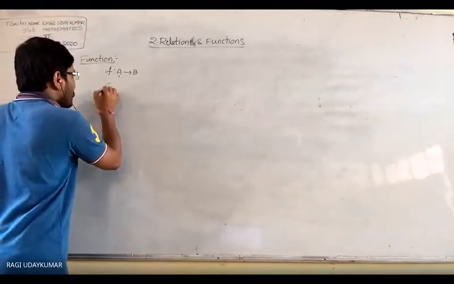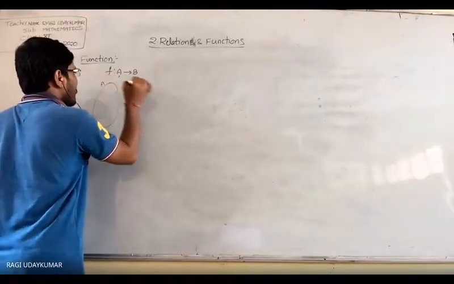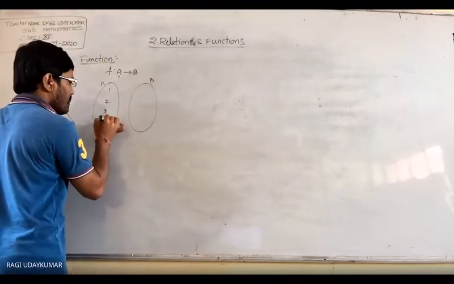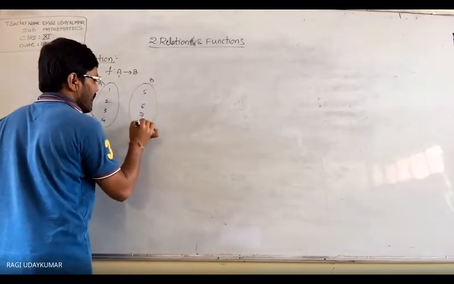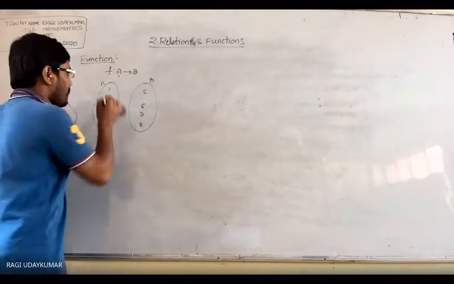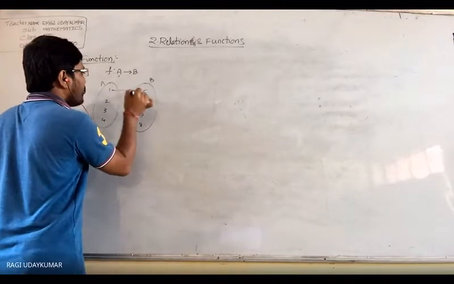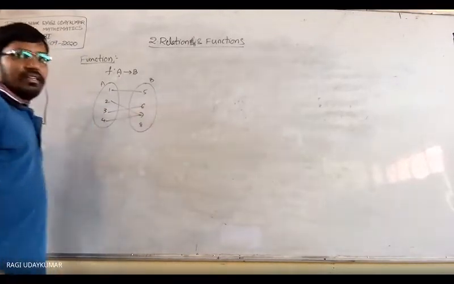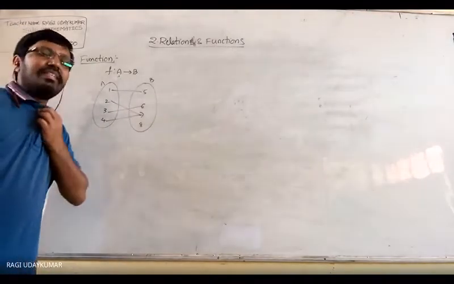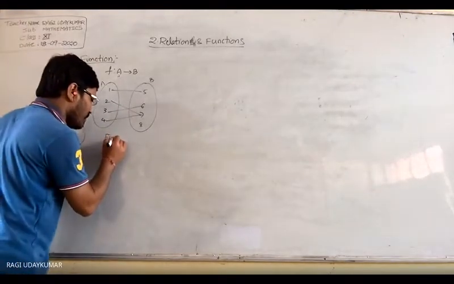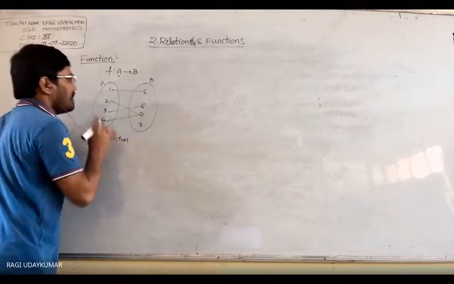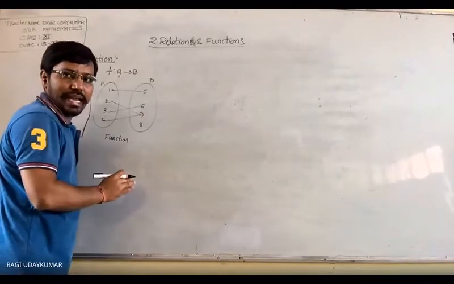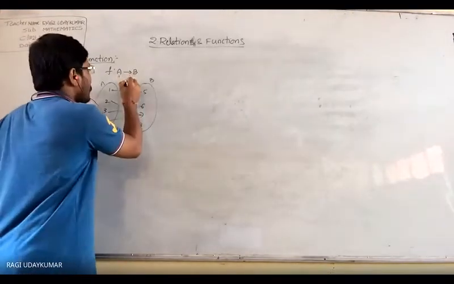So in the diagrammatical representation, you see this is set A and here set B is there. Here 1, 2, 3, 4 is there. Here 5, 6, 7, 8 is there. Suppose let us consider this is related to here, this is related to here, this is related to here, this is related to here. Whether it is a function or not? Yes, it is a function. Why? Because this relation is a function. Whenever you write a diagrammatical representation, we will use f like this.